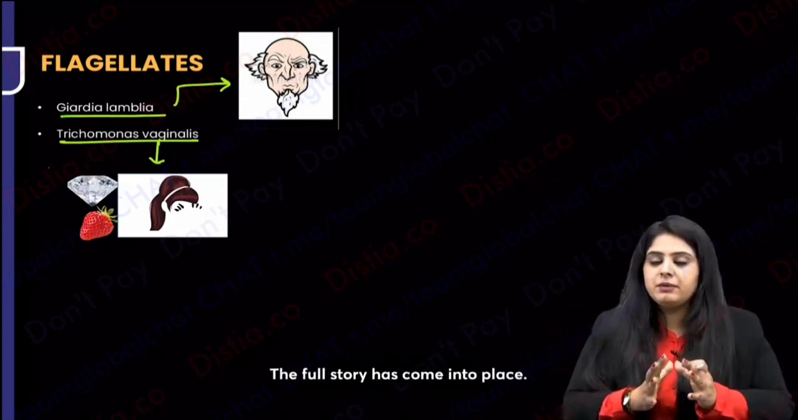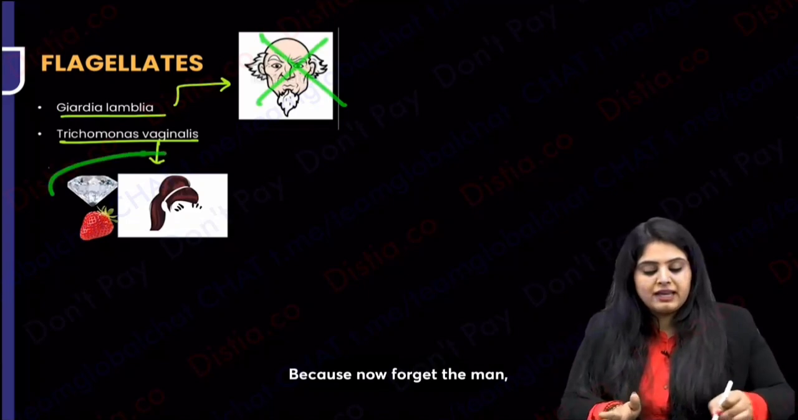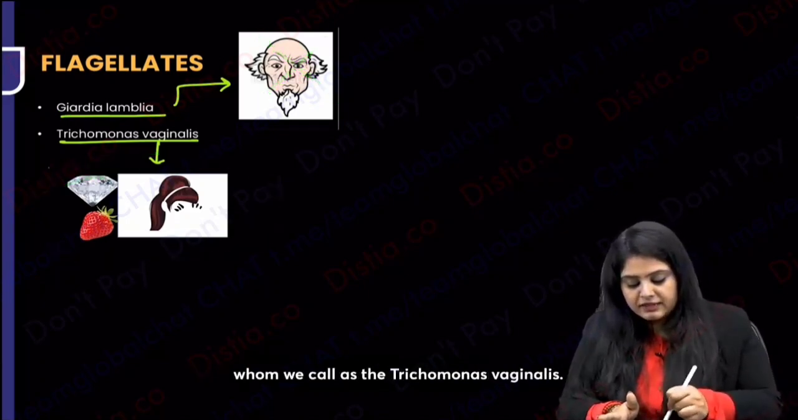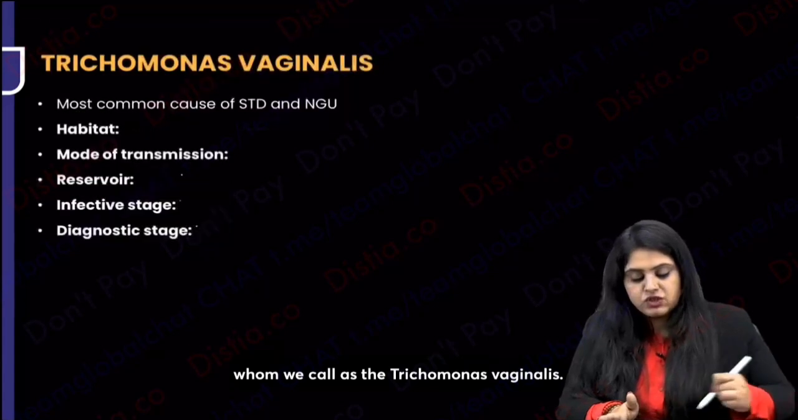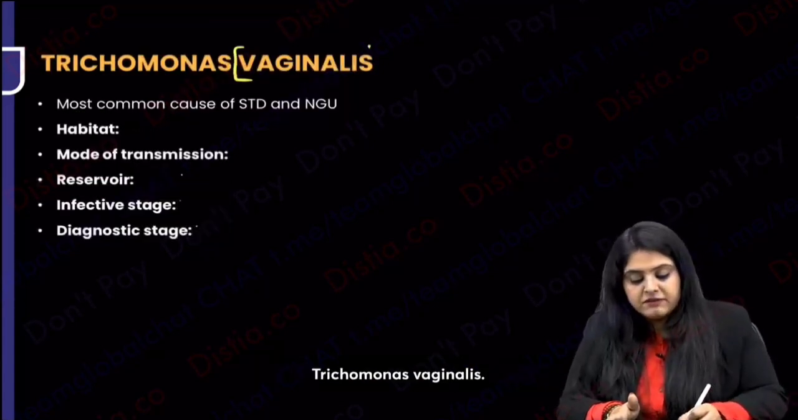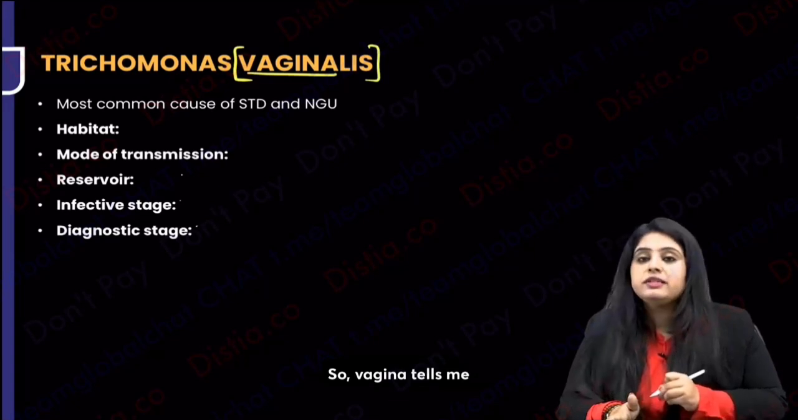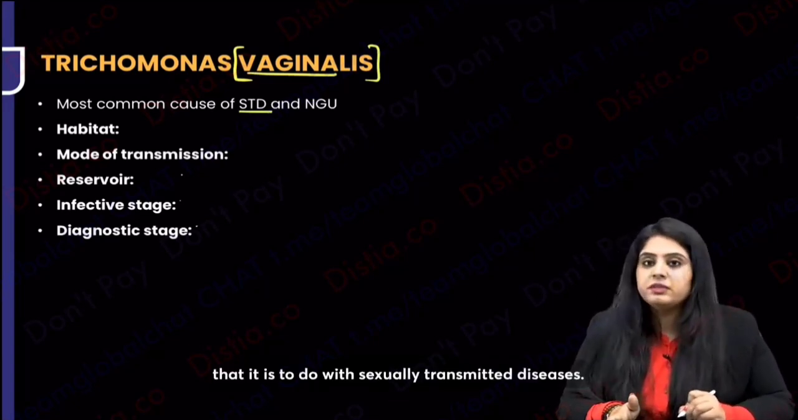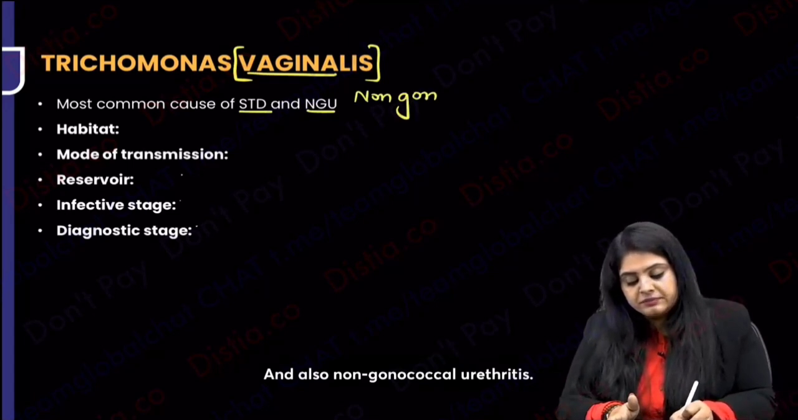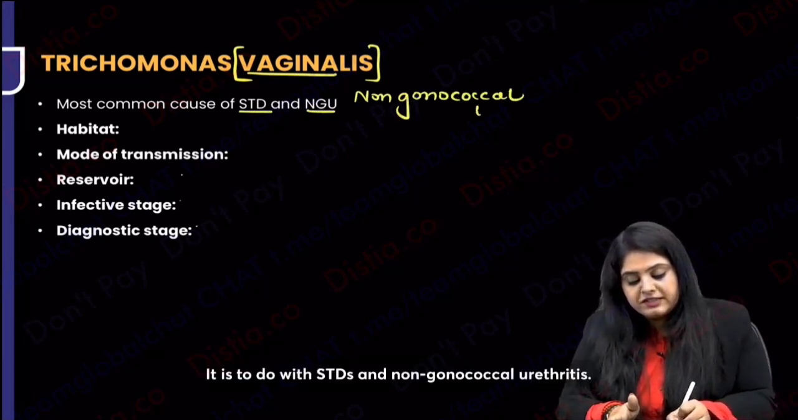The full story has come into place, because now forget the man, and now we are going to start with the fashionable auntie whom we call the Trichomonas vaginalis. Of course, the name is only telling me Trichomonas vaginalis. So vagina tells me that it is to do with sexually transmitted diseases and also non-gonococcal urethritis. It is to do with STDs and non-gonococcal urethritis.